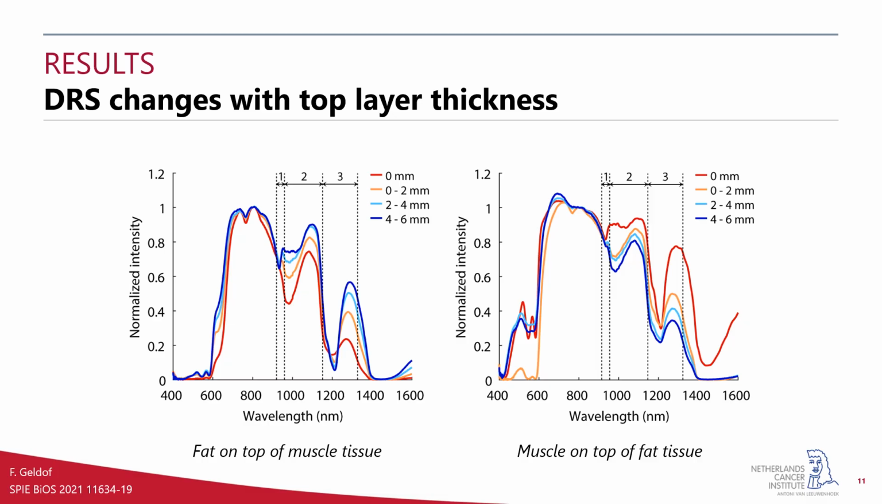Both figures show changes in the DRS spectra for different top layer thicknesses. The left figure shows the situation for fat on top of muscle tissue. You can see that the larger the fat layer thickness, the deeper the fat absorption dips around 935 and 1200 nanometers become, and the flatter the water absorption area around 985 nanometers. For a top layer of muscle in the right image, it's exactly the opposite. The larger the muscle layer thickness, the smaller the fat absorption dips become, and the larger the water absorption dip.